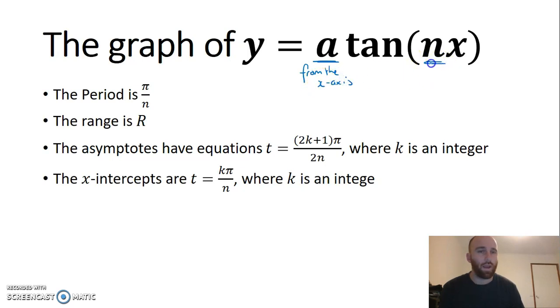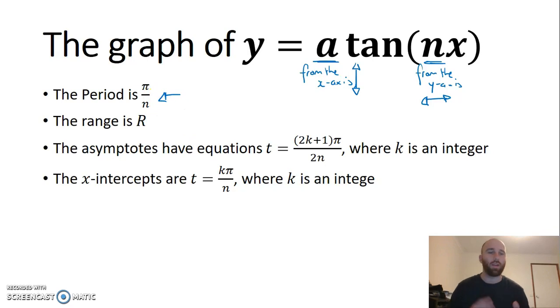Okay, and then that n represents dilation from the y-axis. So that changes how far the period is, whether it gets wider or closer together, and then the a changes if it gets bigger or smaller. So remember that. So what we've got is the period. We can actually calculate the period.